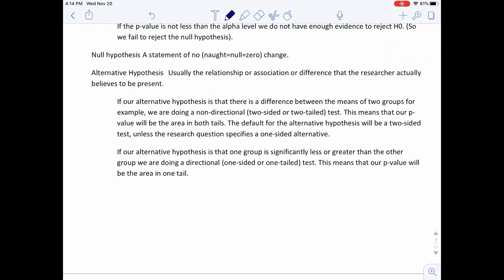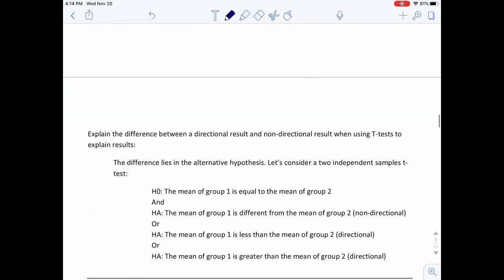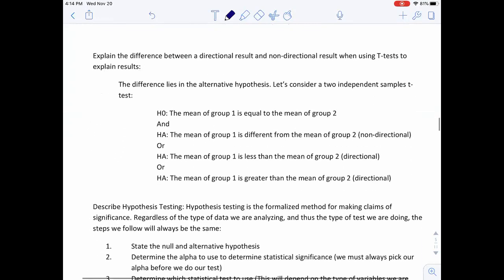The null hypothesis is on here again. I'll clean that up. And same with the alternative hypothesis, but it has more information this time, so I'll probably keep this one. Specifically talking about directional and non-directional, so one-sided or two-sided tests, right?